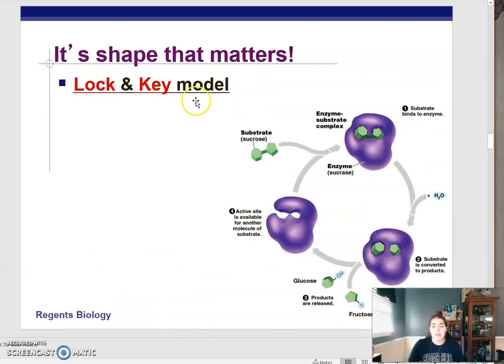So it's the shape that matters. We call it a lock and key model. So the key comes into the lock, turns, releases the product, keeps going. So this is sucrose going into the enzyme. The enzyme adds water to break it down. So it's hydrolysis. Water is being used to cut. It's cut into two parts. Sucrose is made of glucose and fructose. And then it's ready to go again. That active site can accept something else as soon as it's gone.